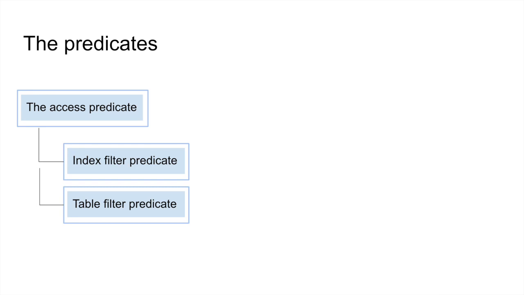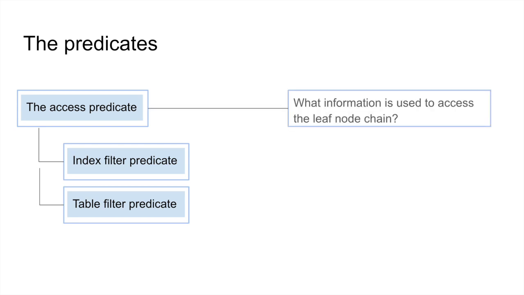Now, to understand the access predicate, ask yourself the following question. What information or which part of an index can be used by the lookup to traverse the index tree and eventually end up somewhere in the leaf node chain? Or put in different words, the evaluation of the access predicate will determine where a lookup will start a leaf node scan and where it will end the leaf node scan. So this access predicate is a pretty big deal actually.